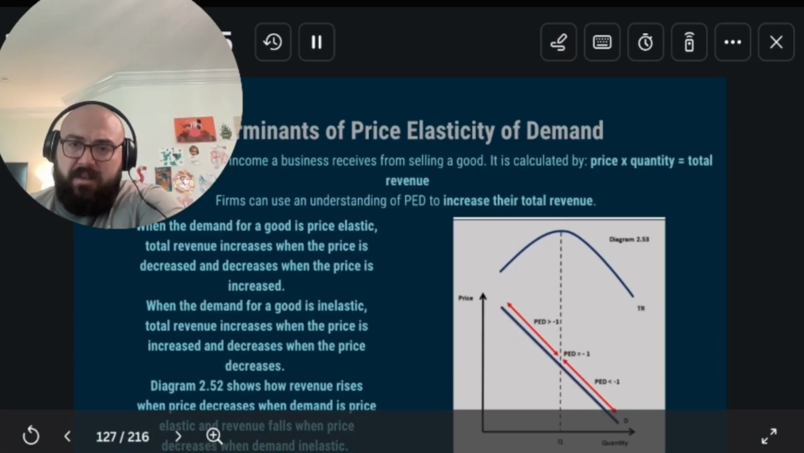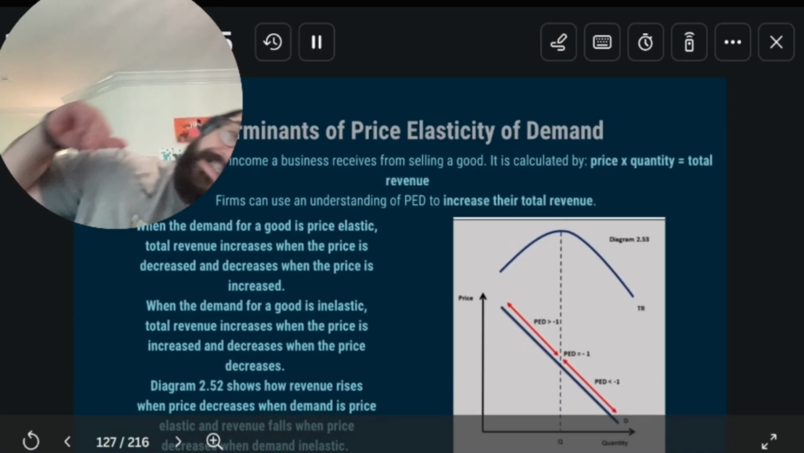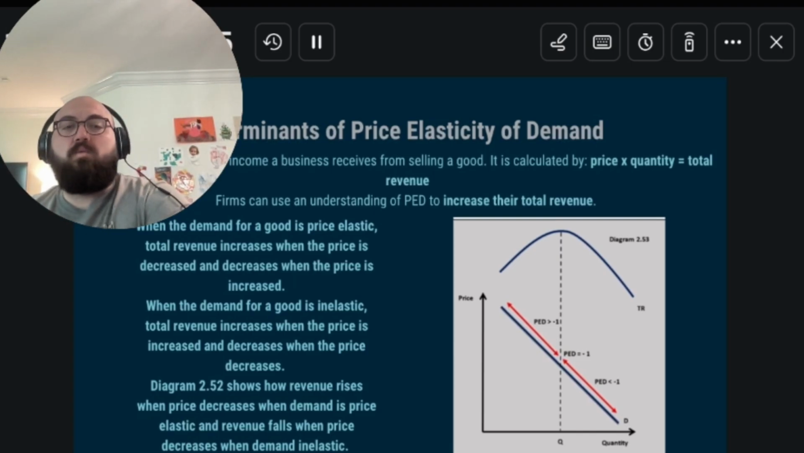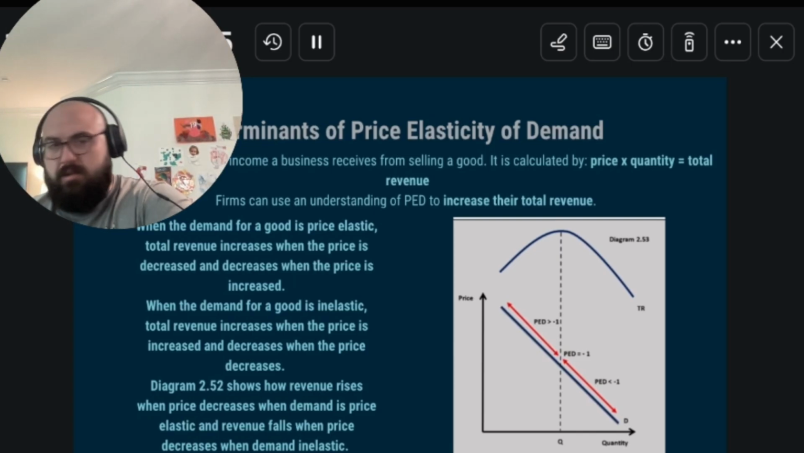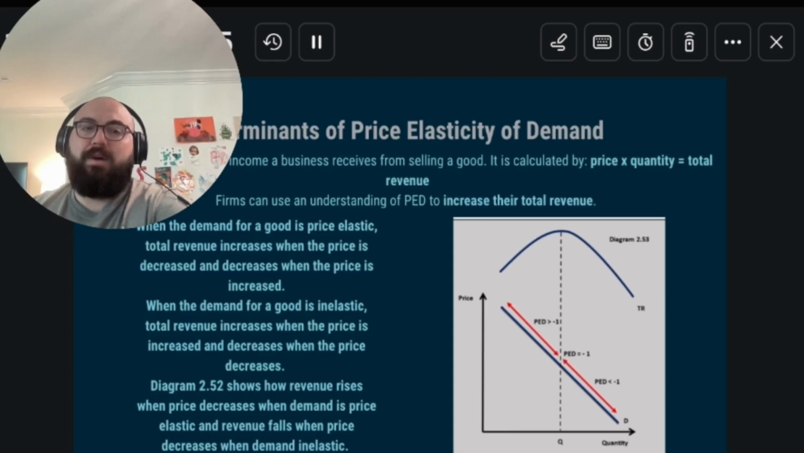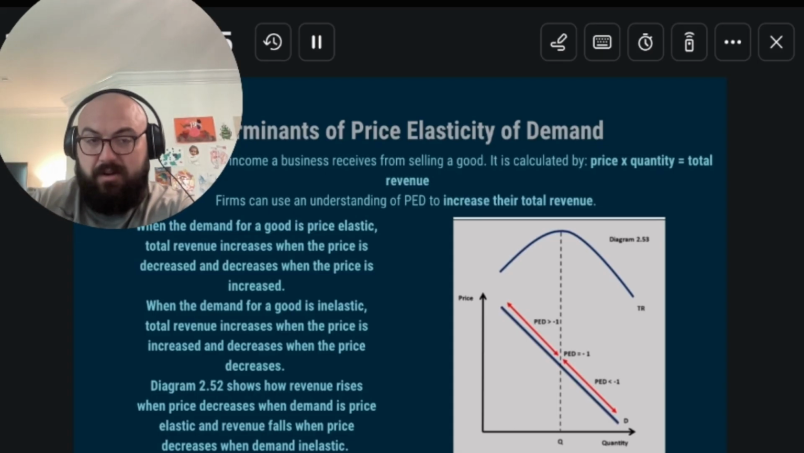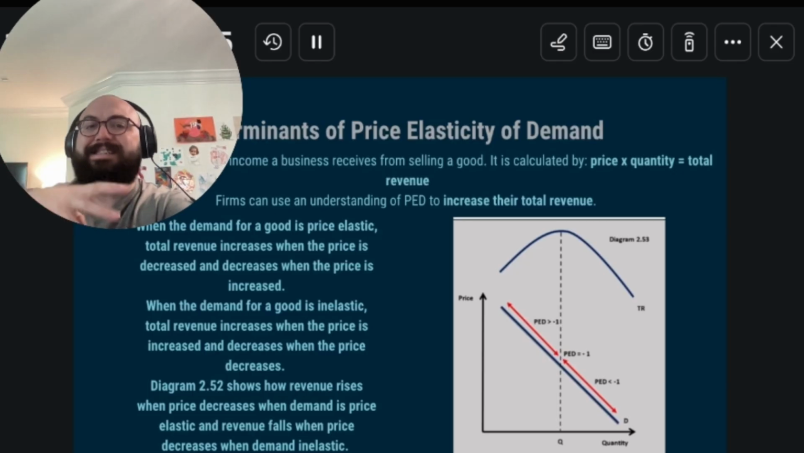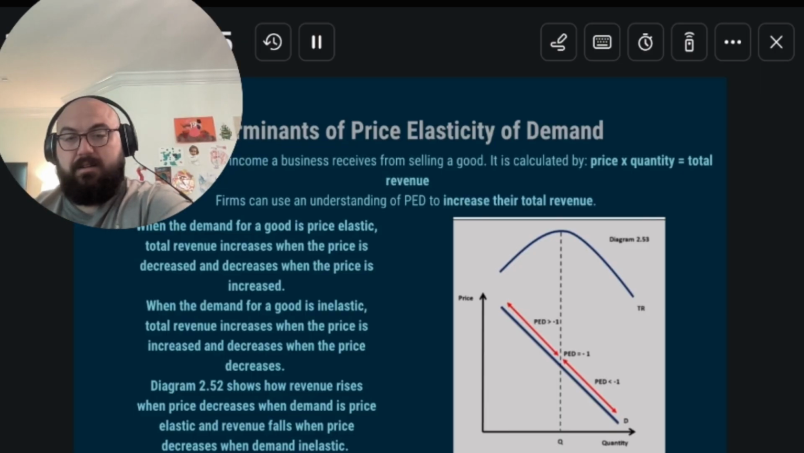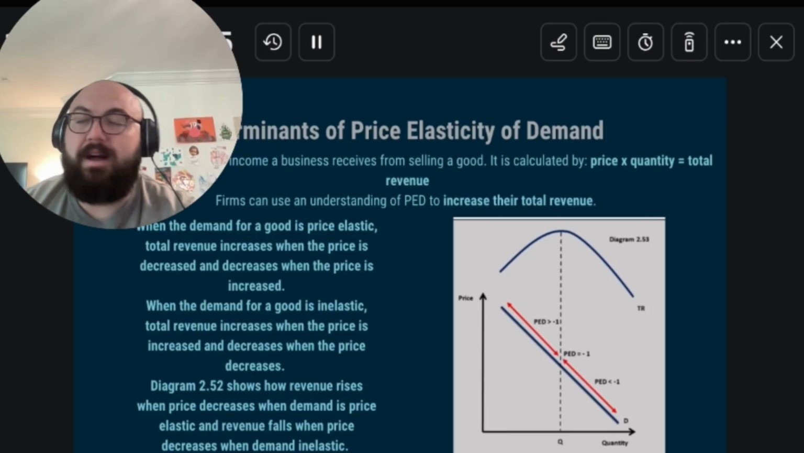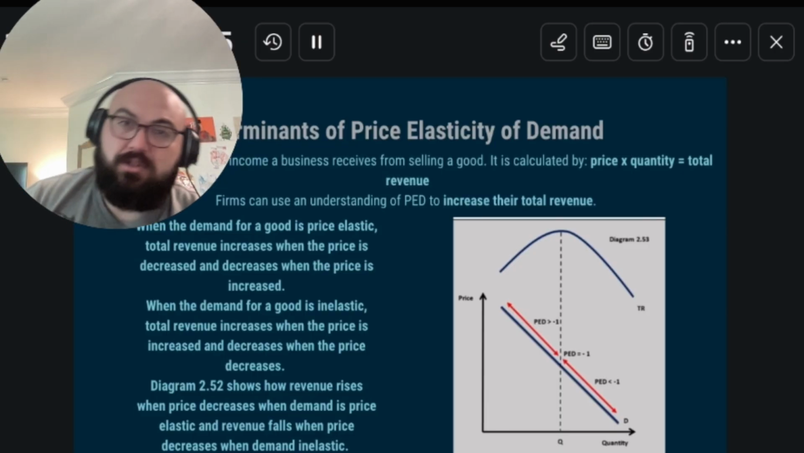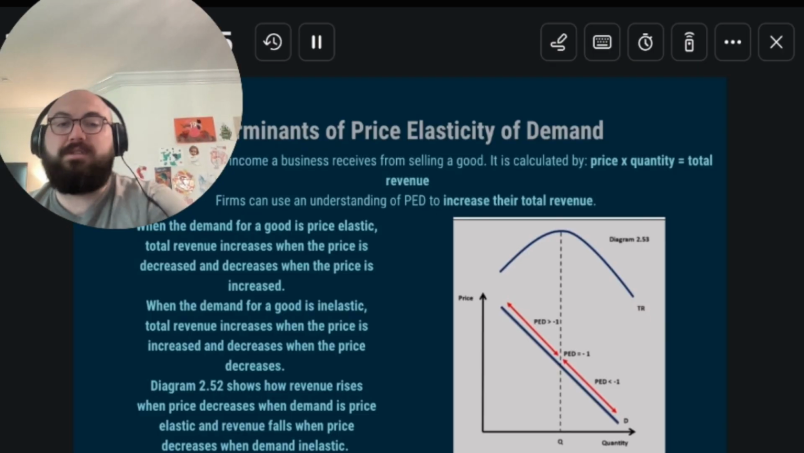All right, so the determinants of price elasticity of demand continued here. Revenue equals price times quantity sold. Pretty obvious, pretty simple, right? PED helps firms figure out how a price change affects revenue. So if demand is elastic, lowering price boosts total revenue. Raising price cuts it, right? So you have to think about what that could look like. Be thinking about examples that you could potentially use in one of your papers, right?